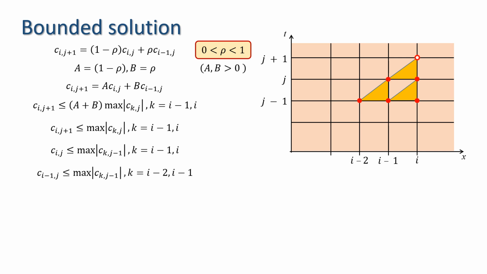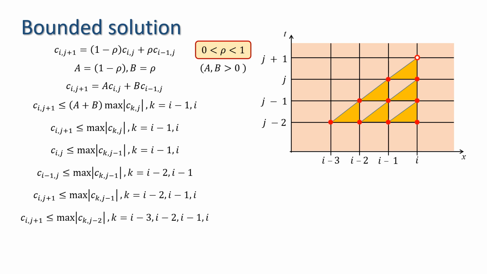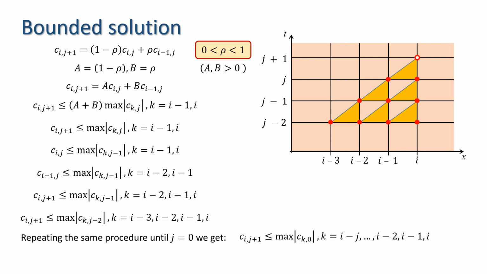We can combine these 3 inequalities and see that C i j plus 1 is less than or equal to the largest of the 3 values at i, i minus 1 and i minus 2 at time step j minus 1. Taking another step back in time, we can see that C i j plus 1 is less than or equal to the largest of the four values at i, i minus 1, i minus 2 and i minus 3 at time step j minus 2. We can repeat this procedure and keep going back all the way to time step j equals 0, giving us this inequality. This tells us that any solution is bounded by the initial and boundary conditions.